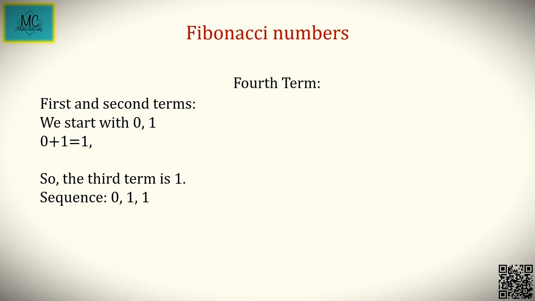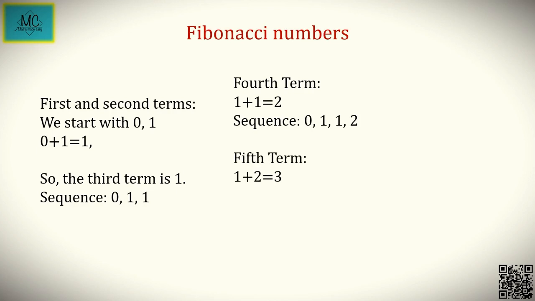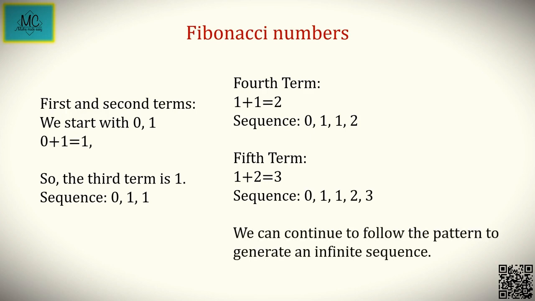Right, now the fourth number will be 1 plus 1, which is equal to 2. The sequence will be 0, 1, 1, 2. And then the fifth term is going to be 1 plus 2, which is 3. So the sequence will be 0, 1, 1, 2, 3. This will be the sequence up to the fifth term. So we can continue the pattern to generate an infinite sequence here. And you have seen these kinds of patterns in art. Again, I'm repeating it, they are very, very special Fibonacci numbers.